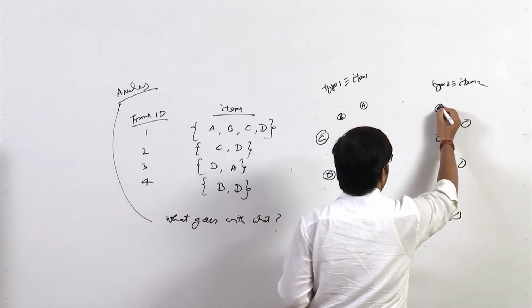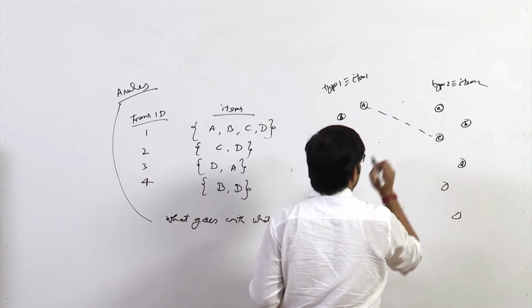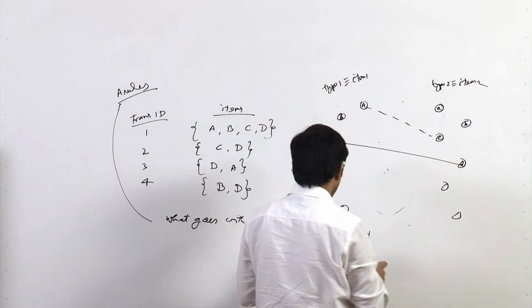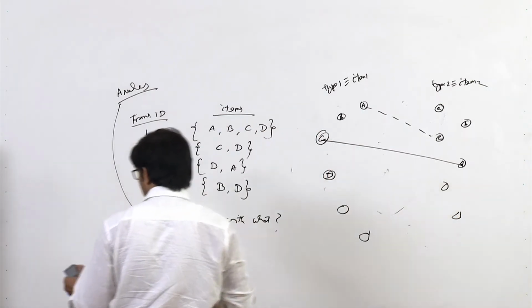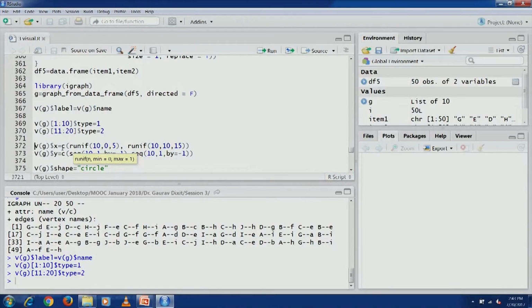Similarly A, B, C, D. So A could be with C, C could be with D, depending on the transactions that we have. This kind of network graph we want to create so that we are able to visualize the data. So right now, using X and Y coordinates, we are trying to generate coordinates for all the vertices. This is the command that we are going to use. You would see that we are trying to create 10 because there are 10 items in type 1, and similarly 10 items in type 2.